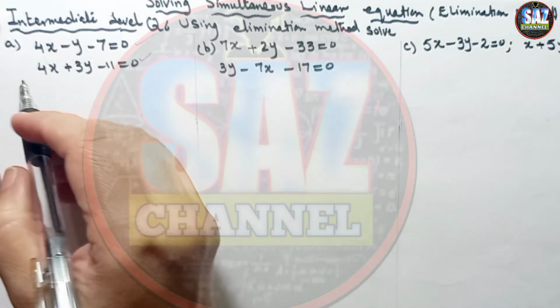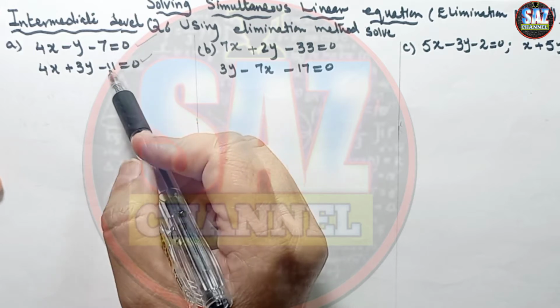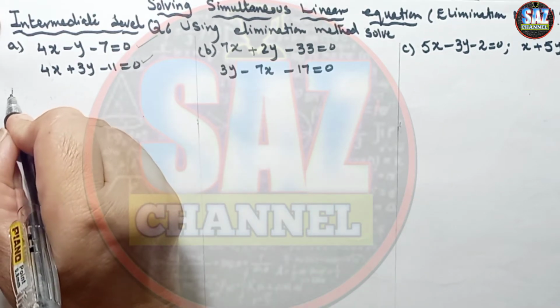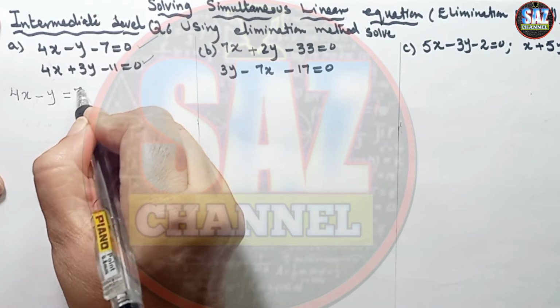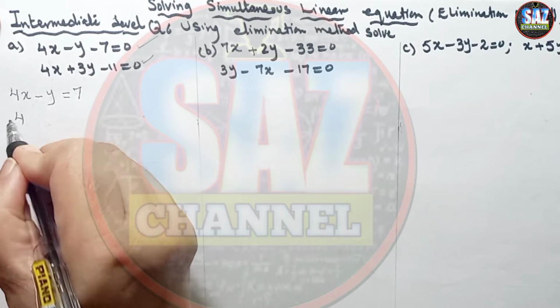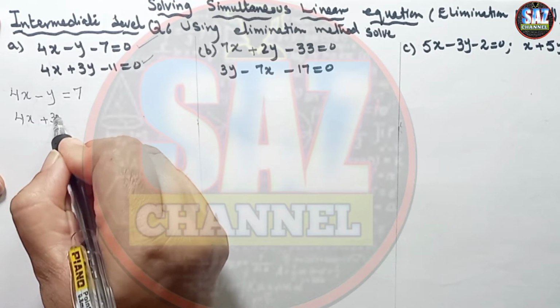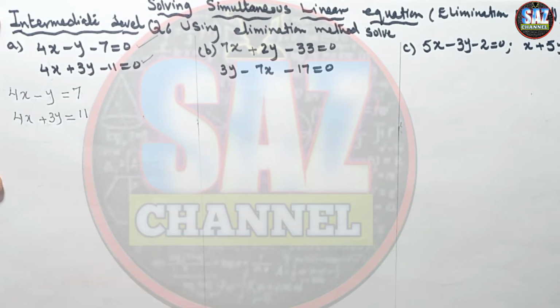First of all, we have to write the equations in standard form by shifting the constants to the other side. So equation 1 will take the form 4x minus y equals 7 and 4x plus 3y equals 11. Now the constants are at the proper place.